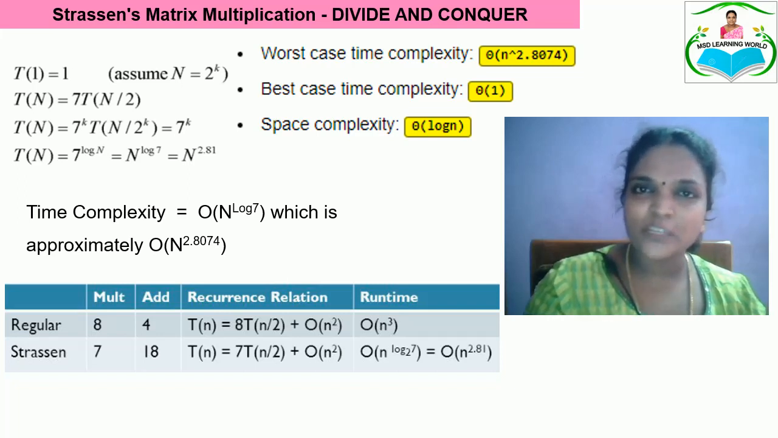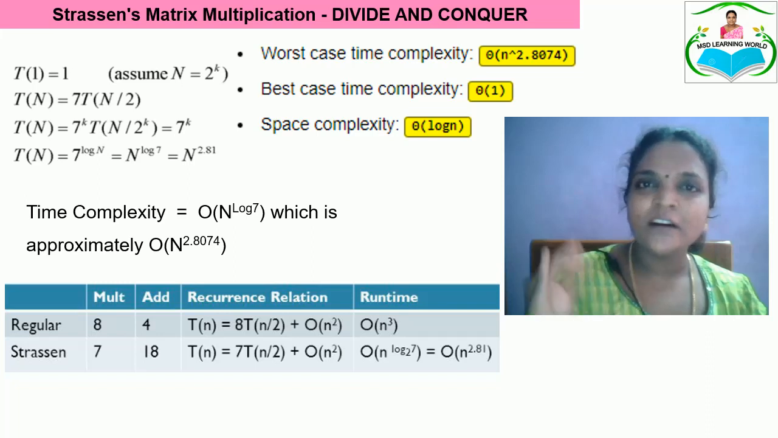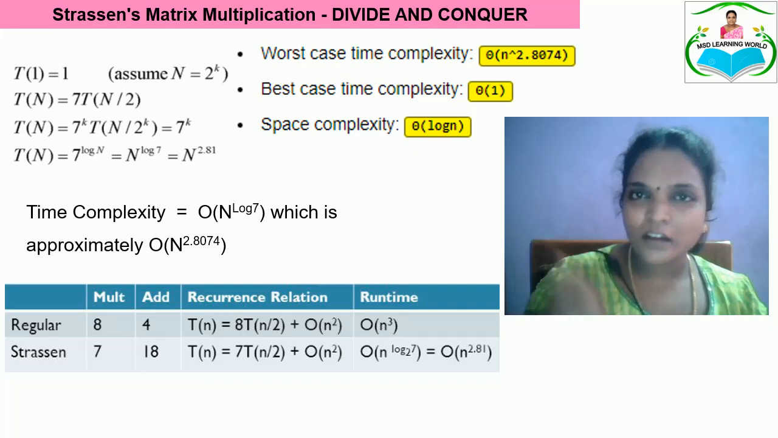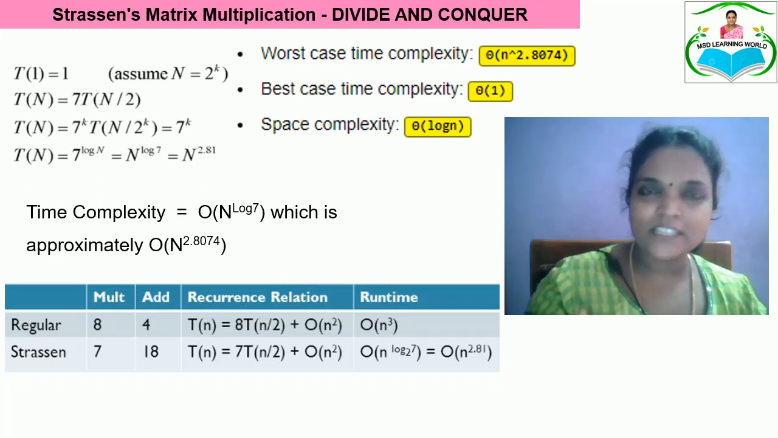Whereas for the worst case and average time complexity, you perform 7 matrix multiplications. 7 times you perform multiplication for half of the n value of A and B, and you do this for n rows in matrix A and n columns in matrix B. So it is 7 into T of n by 2 plus order of n square. When you simplify this, you get order of n to the power log 7 to the base 2, which is nothing but order of n to the power of 2.8.